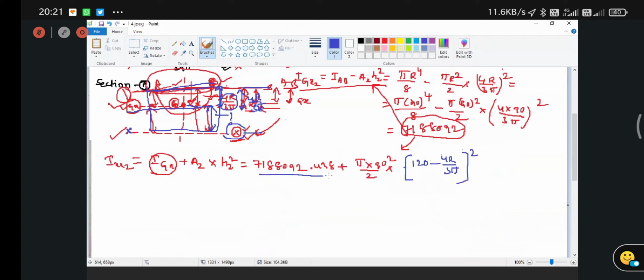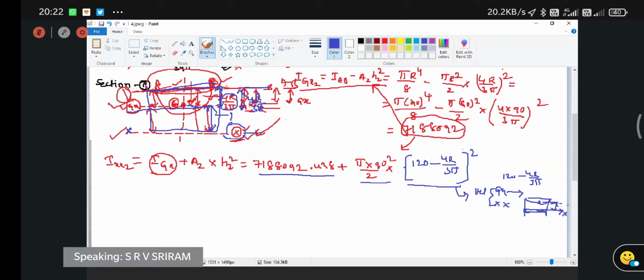So this is your central axis moment of inertia plus its area into the square of the distance between the two parallel axes. This value is the distance between the two parallel axes: one is your GX axis for the quarter circle, and the other is XX for the entire portion. Between these two, 120 minus 4r by 3π is our distance. From here to here, this is your base axis and this is your central axis, and the distance is 120 minus 4r by 3π.